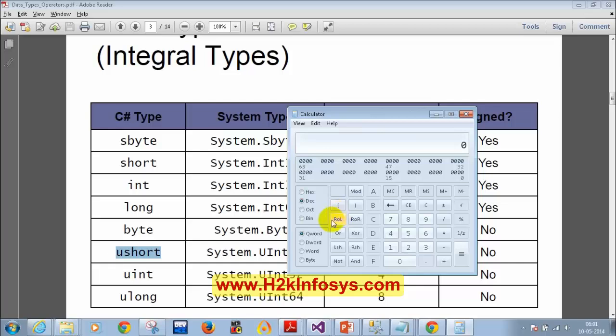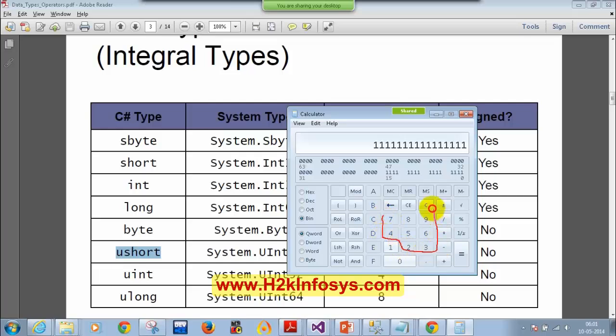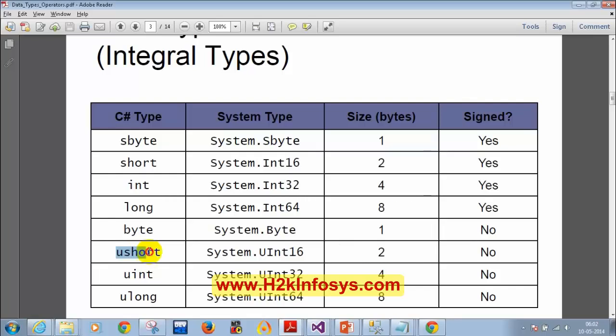So you need to go to programmer mode, select binary, and then type 16 ones. So totally I have typed 16 ones. If you want to convert this to decimal, just click on decimal. So first, I repeat again: open the calculator in programmer mode and then select binary first. The moment you select binary, you can notice that all these buttons are disabled, because binary numbers will have only 1 and 0, so you cannot type the others. After entering the 16 ones, just click on decimal. That will convert and show you 65,535. So if someone asks you what is the range for ushort, the range is 0 to 65,535.